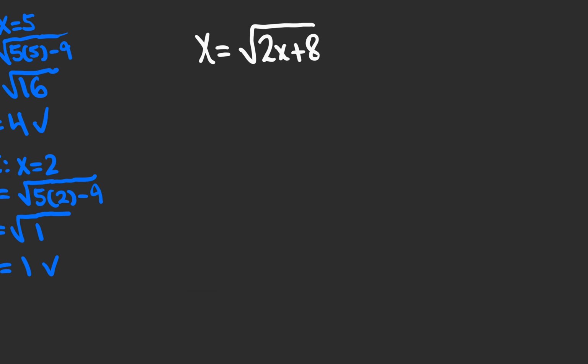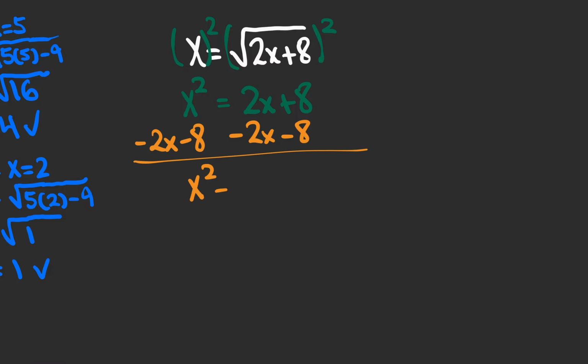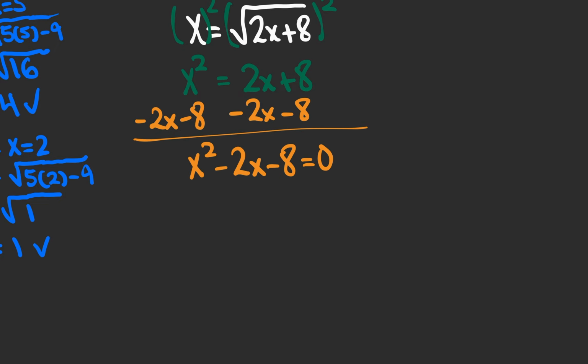Okay. For the next question, our first step is to square both sides. On the left, I have x squared is equal to 2x plus 8. Then I move all the terms to the left-hand side. This will leave me with x squared minus 2x minus 8 is equal to 0. From there, I will then look for the factors of my quadratic equation. Looking at this, we have the following factors. We have x minus 4 and x plus 2.